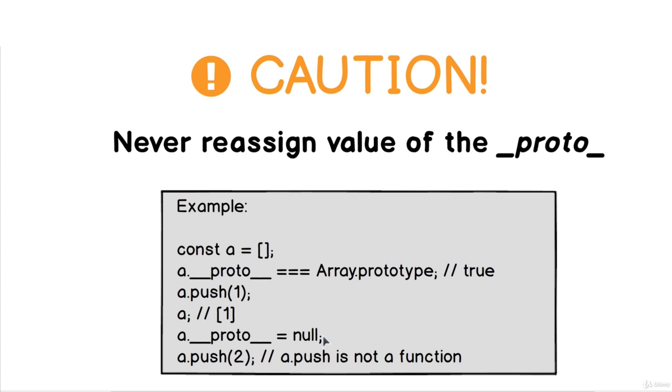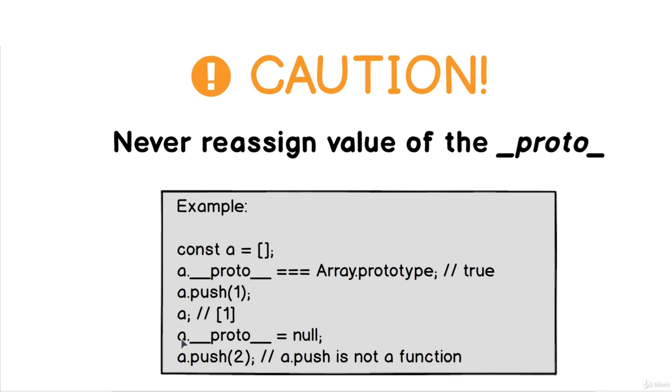But now if I try to use any of the higher order functions, such as push or pop or something else, I will get an error: a.push is not a function. This happens because now the prototype of the variable a is null. So the prototype chain consists just of one element, element a.